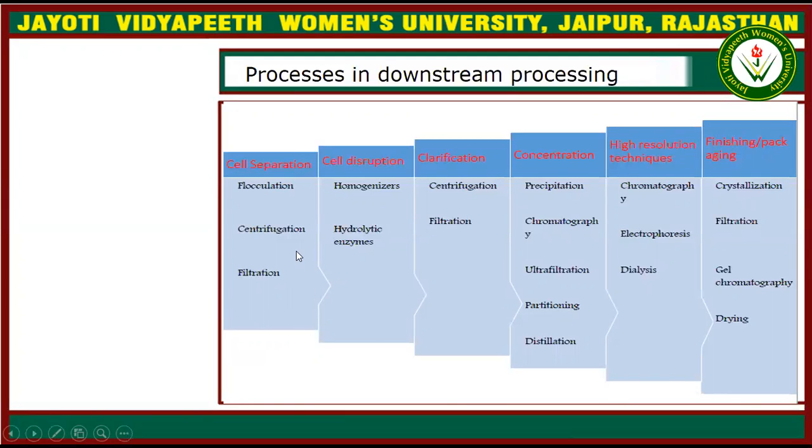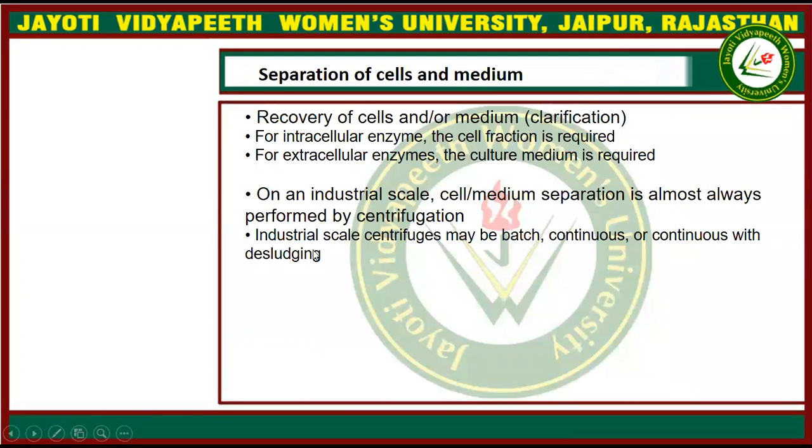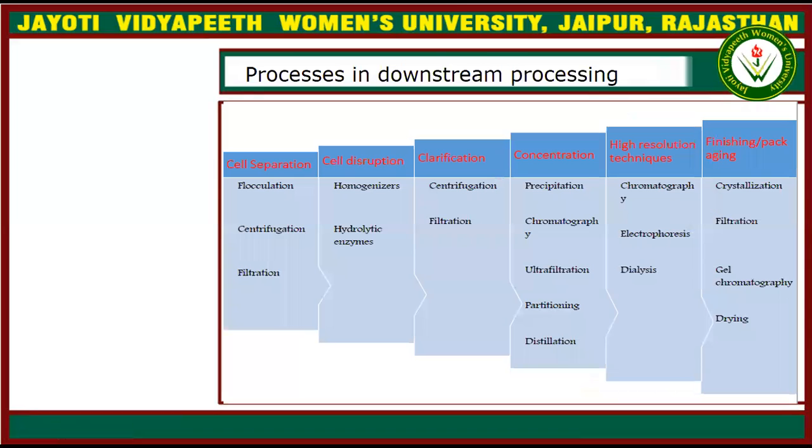For the separation of cells, recovery of cells or medium is required. For intracellular enzyme, the cell fraction is required. For the extracellular enzyme, the culture medium is required. On an industrial scale, cell medium separation is almost always performed by centrifugation. So in this step, we are going to study flocculation, centrifugation, and filtration.